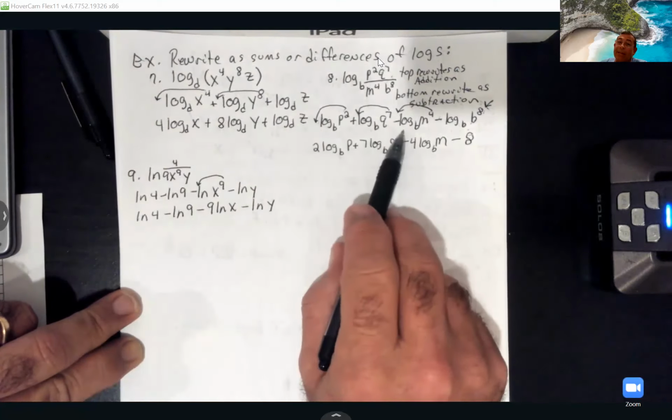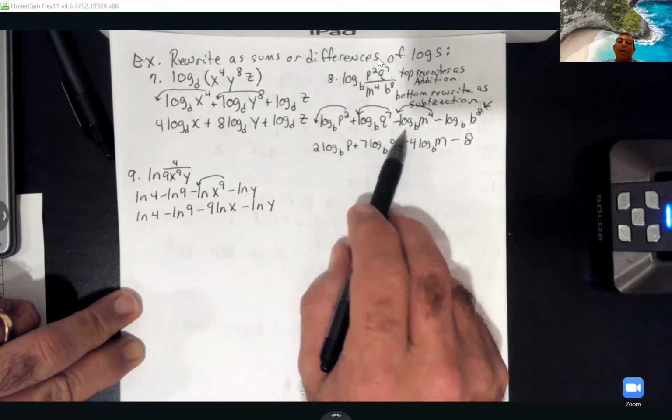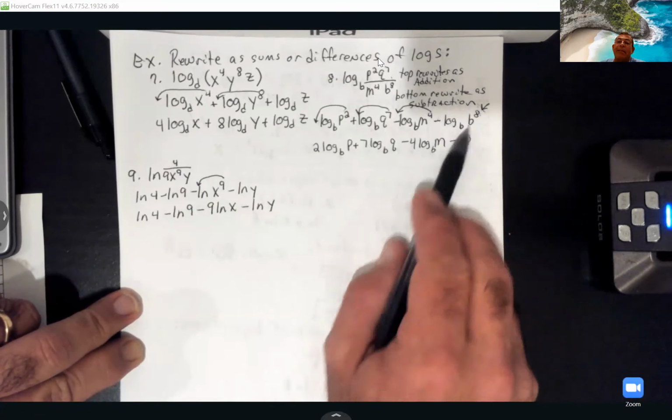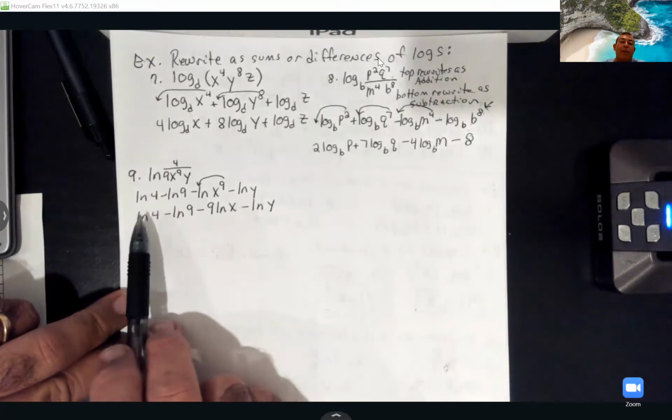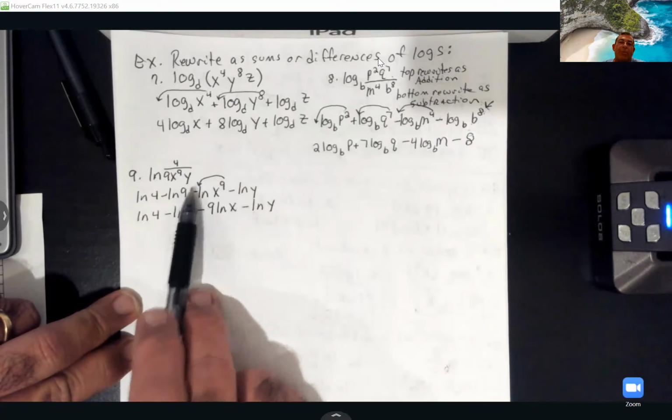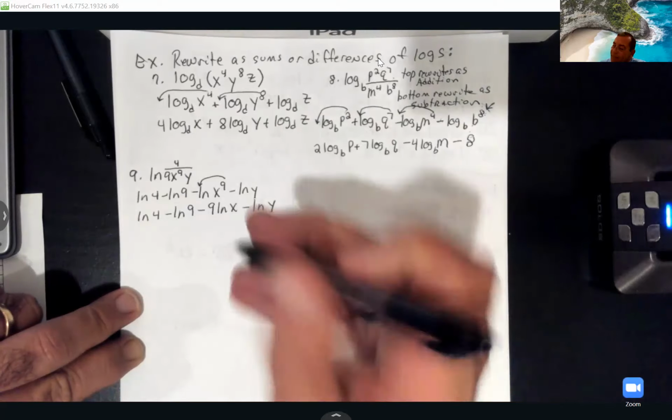So this one wasn't as bad as that one, because I didn't have any bases that matched like that one. But be careful, you do got to bring the exponents down and get to that final answer, okay?